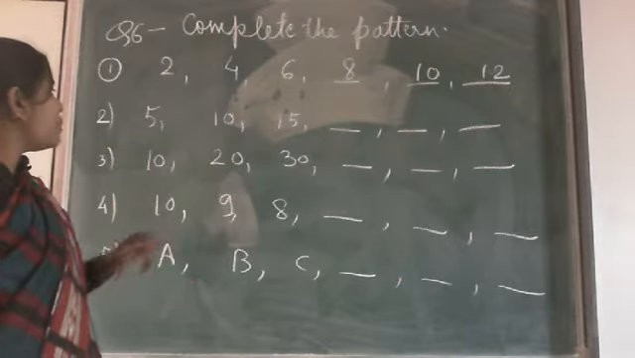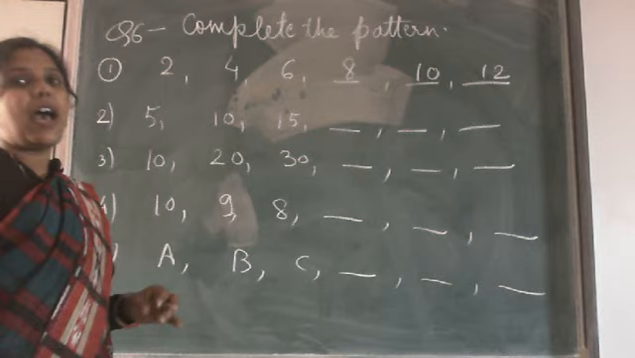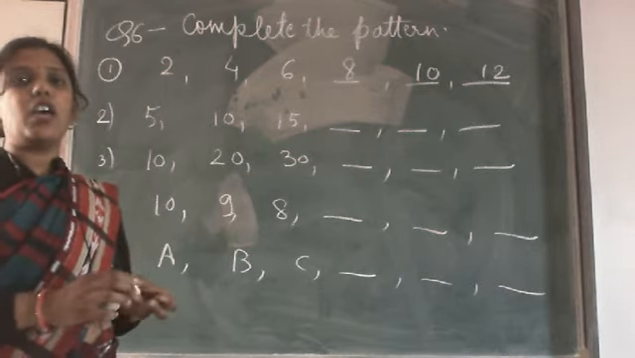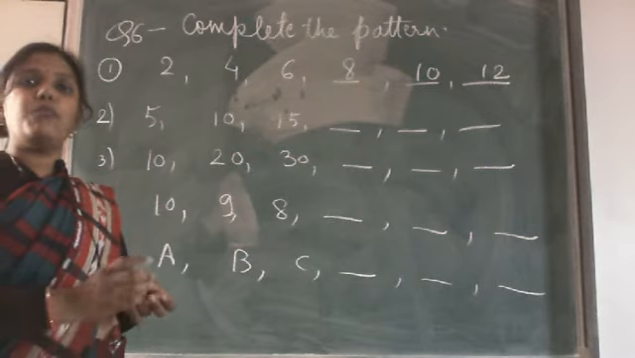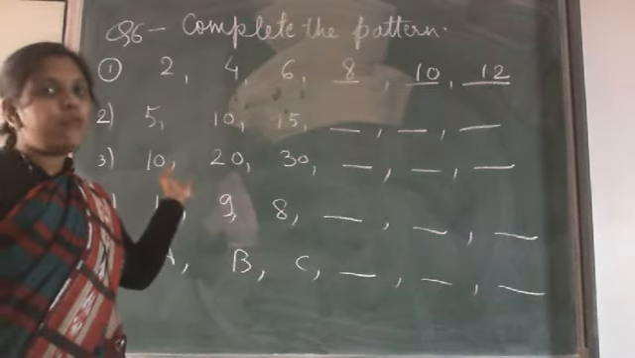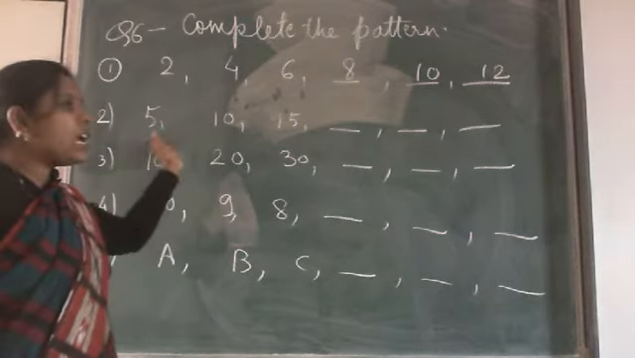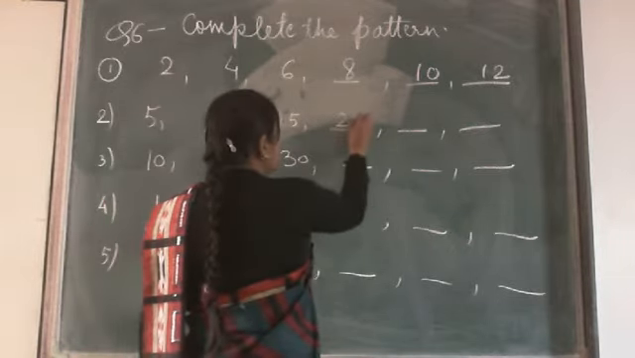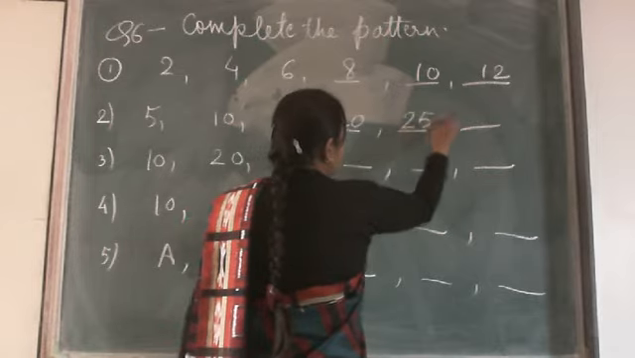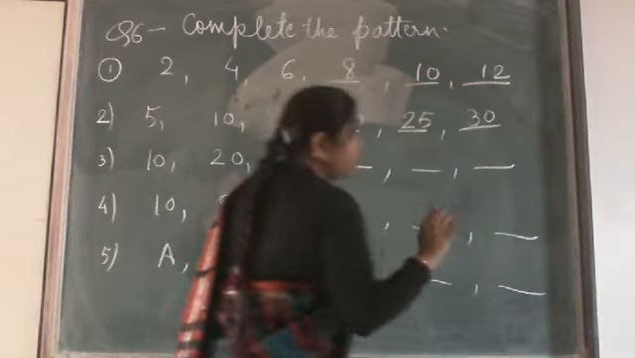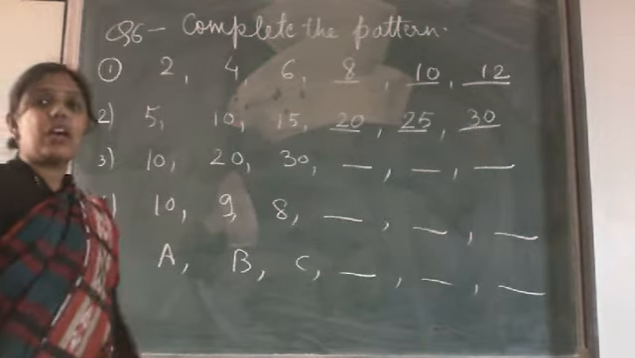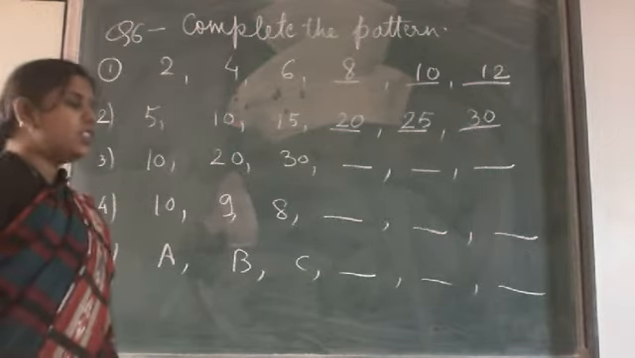Now the next pattern, see carefully: 5, 10, 15. Again, either we are obtaining the next number by adding 5 or it is a table of 5. 5 ones are 5, 5 twos are 10, 5 threes are 15, 5 fours are 20, 5 fives are 25 and 5 sixes are 30. So 20, 25 and 30 is the answer.